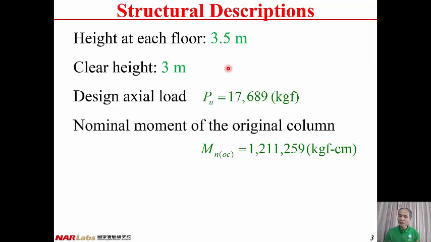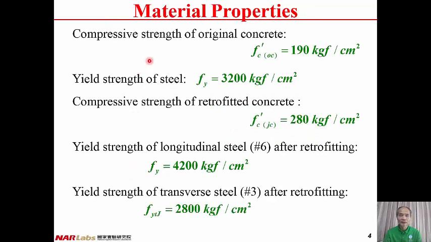And the design dead load, that's the actual load of the column under dead load and half of the live load, Pu equal to 17 ton force, and the moment strength of the original column is 12 ton force meter. The compressive strength of the original concrete, fc prime, equal to 190 kgf per cm square, and the yielding strength of the steel of the original column is 3200 kgf per cm square.